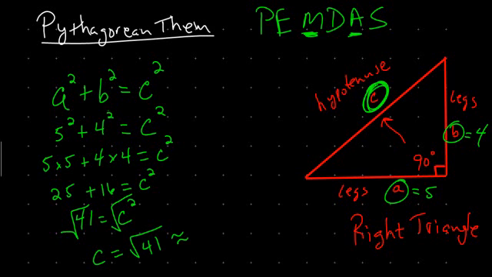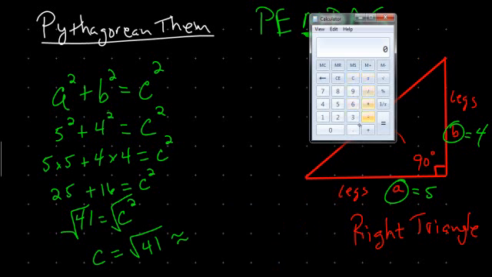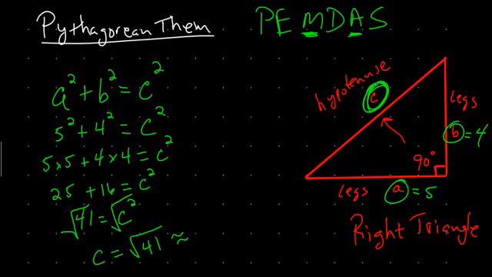Let me get an approximation of that. Clear on my calculator. Where's my square root? There it is. Square root of 41. There we go, it's about 6.403. And that is going to be my hypotenuse. Let's say we're in feet here. It's going to be 6.403 feet.